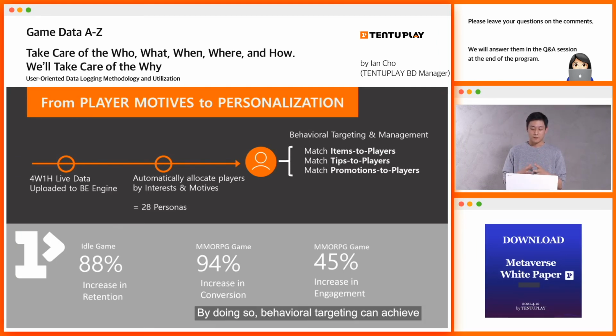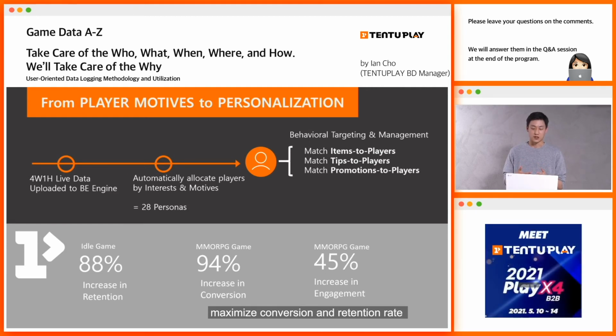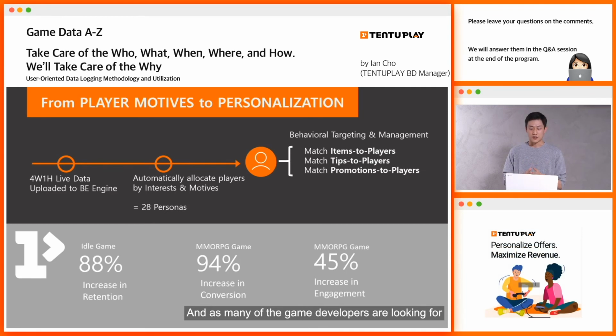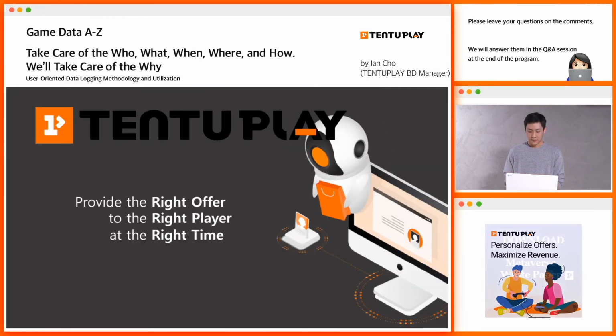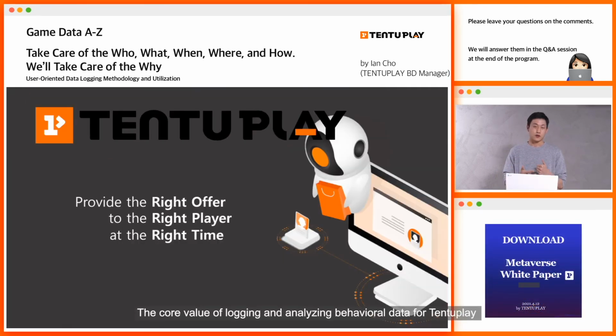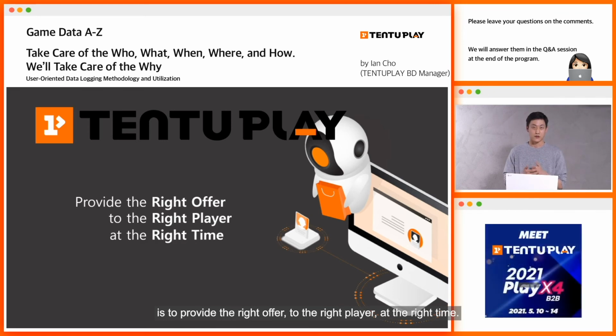By doing so, behavior targeting can maximize conversion and retention rates by providing exactly what each player is in need of. And as many game developers are looking for, this is the way you keep your players happy, by giving them what they need. So the core value of logging and analyzing behavioral data for TENTUPLAY is to provide the right offer to the right player at the right time. And all of this process can be done automatically within our service.